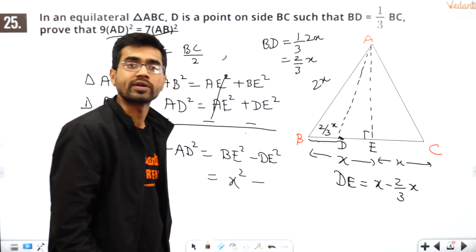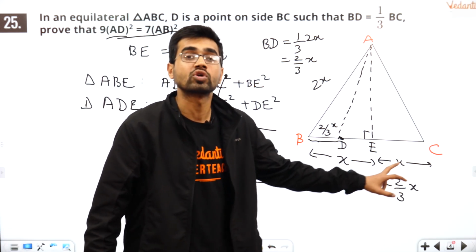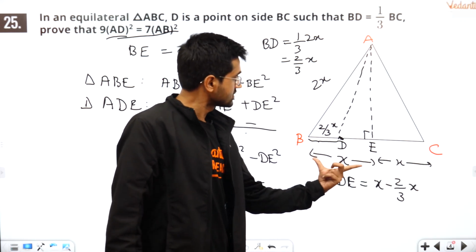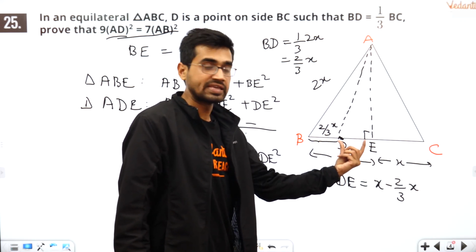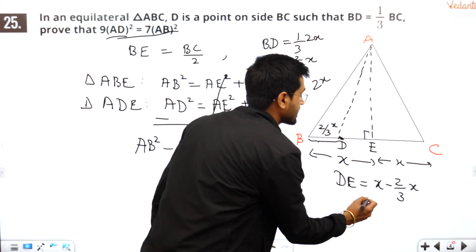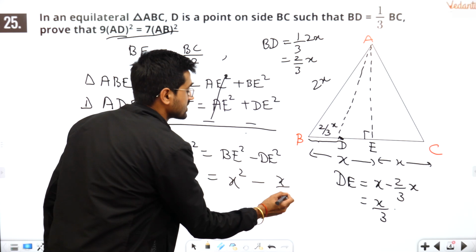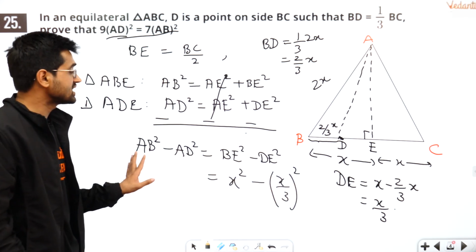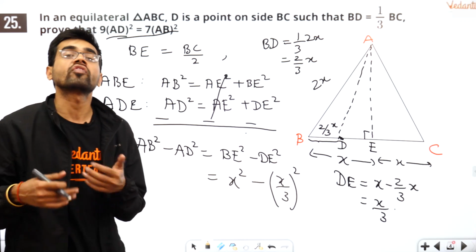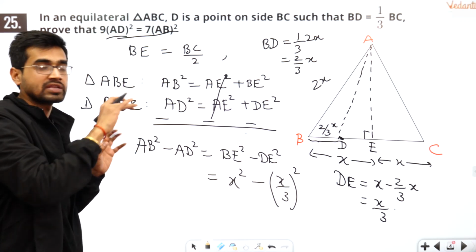Try to understand this point. And just appreciate how easily you can convert it in terms of x. See, this is BE. This is BD. If I subtract this, then I'll get DE, which gets to x by 3 only. Now I got DE, I will write x by 3 whole square. And just understand, I'm changing AB also in terms of x right now.